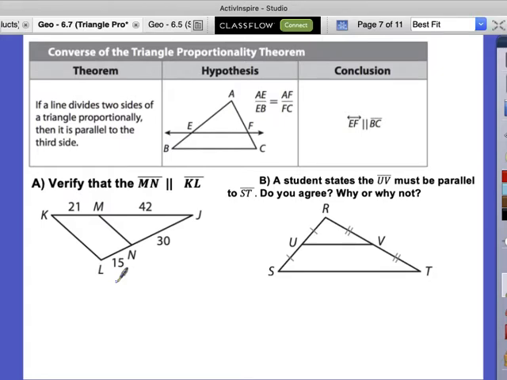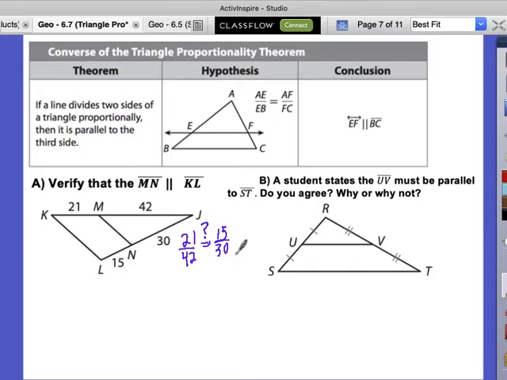That might work, Sarah. 21 over 42 equals 15 over 30, okay? That would be one of the ones we could do. So Sarah took the left part over the right part of the top, and she also took the left part over the right part of the bottom. Maybe I misspoke entirely.